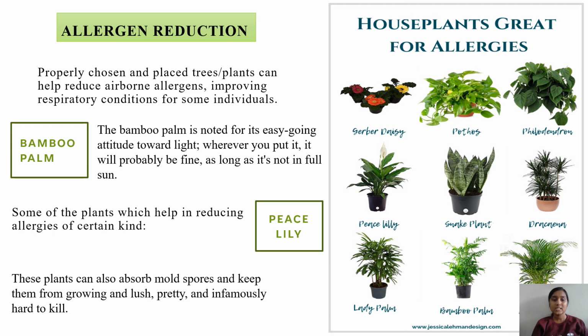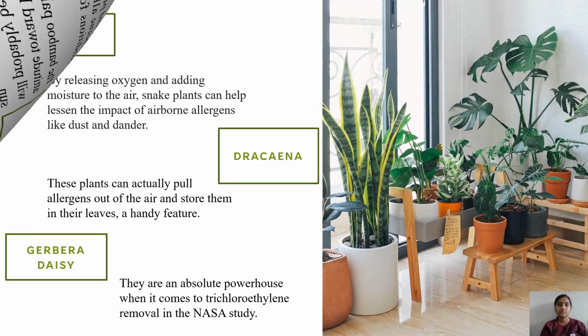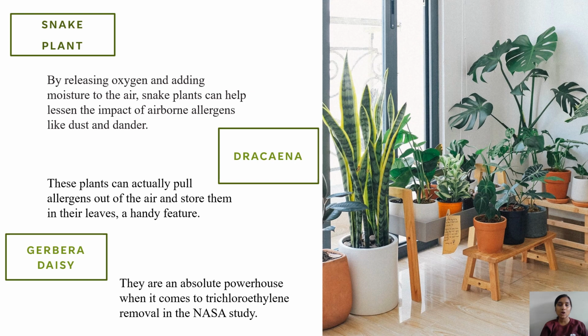Peace lily. These plants can also absorb mold spores and keep them from growing, and are lush, pretty, and uniformly hard to kill. Snake plant: by releasing oxygen and adding moisture to the air, snake plants can help lessen the impact of airborne allergies like dust and dander. These plants can actually pull allergens out of the air and store them in their leaves, a handy feature. They are also an absolute powerhouse when it comes to trichloroethylene removal in a NASA study.